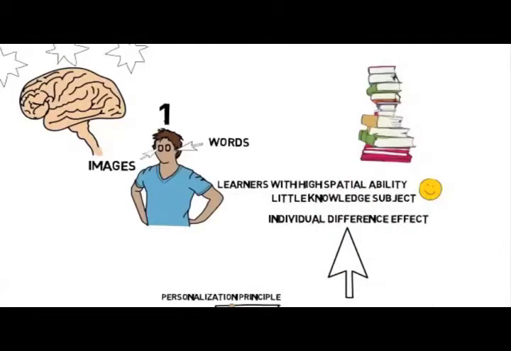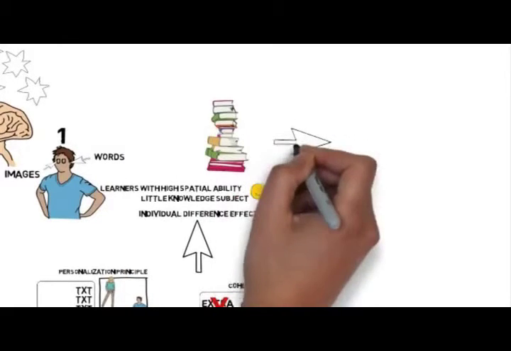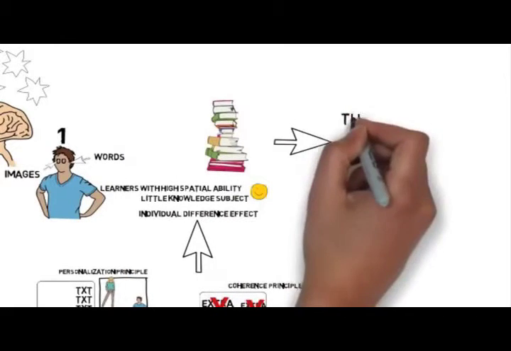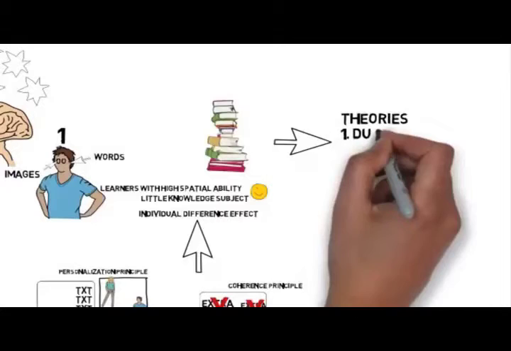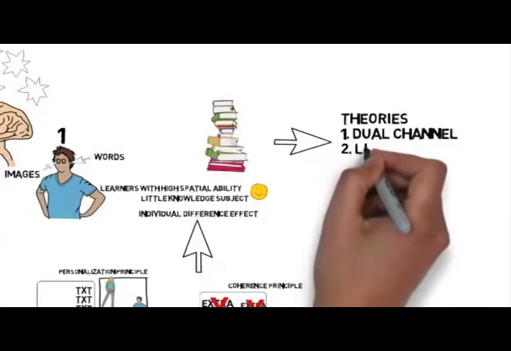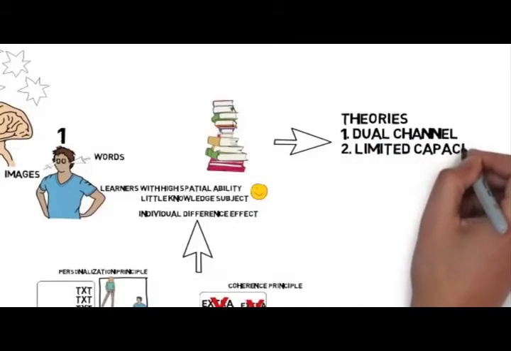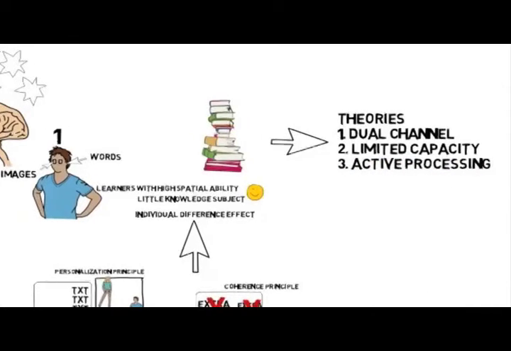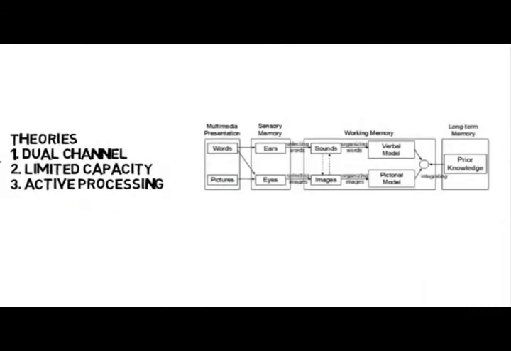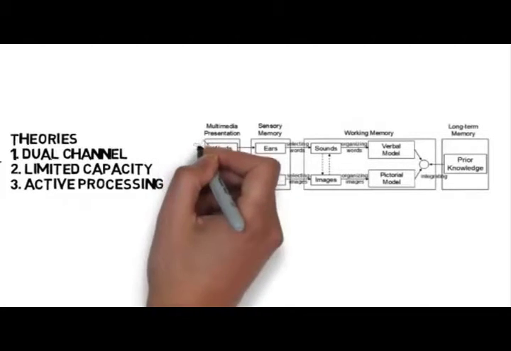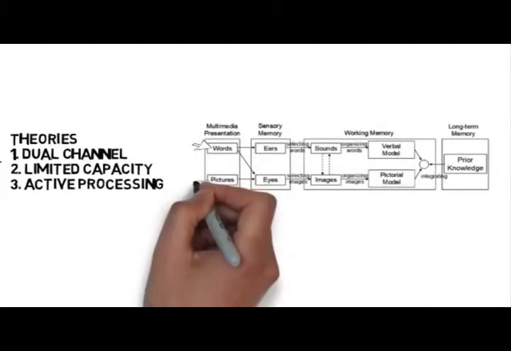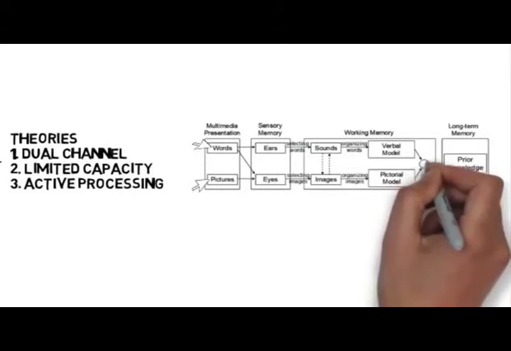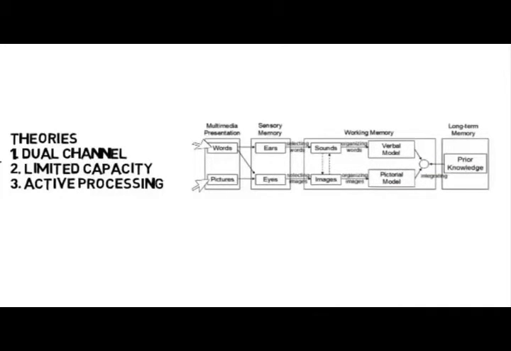There are 3 theories behind these principles. First, the dual channel. Second, the limited capacity. And third, the active processing assumption. Dual channel means that words and images are sensed apart but are connected at the end of the working memory. At that point, they also connect to existing prior knowledge.